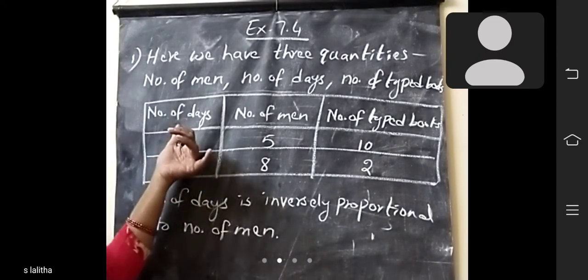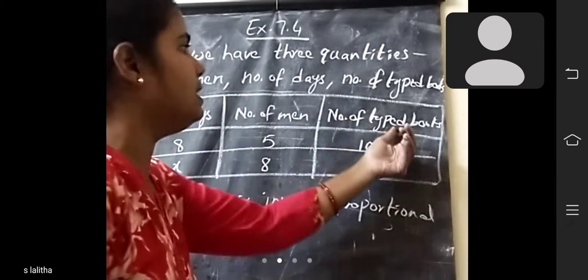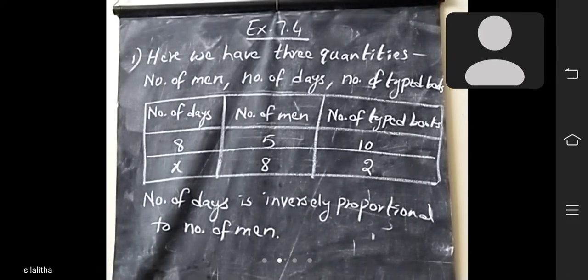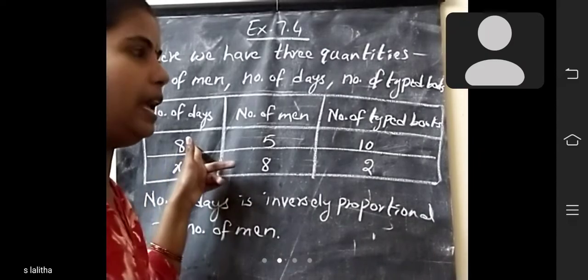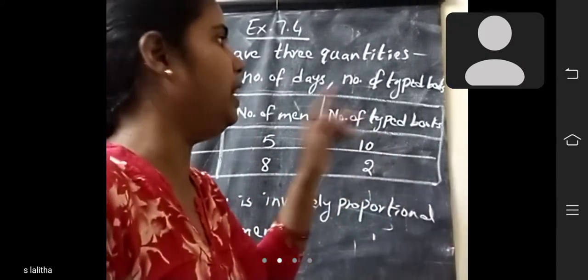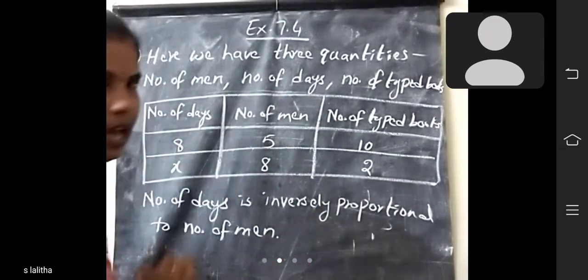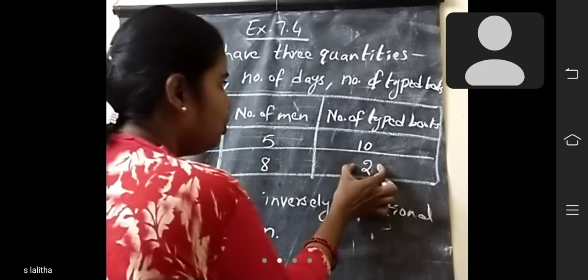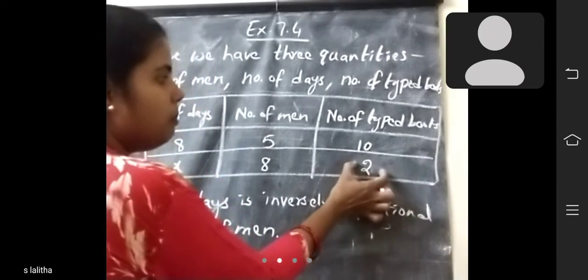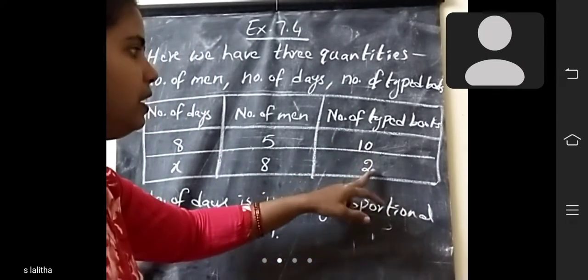Next, take these two quantities, number of days and number of typed books. So here number of days how many? 8 days. And typed books how many? 10 books. So for 8 days, 10 books were typed. Now here typed books how many? 2. So that means here decreased.